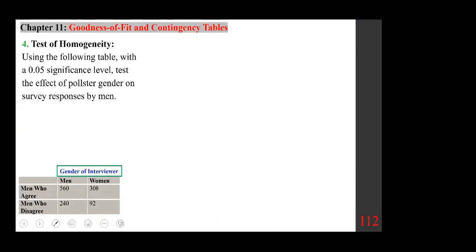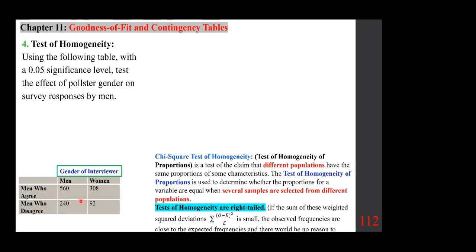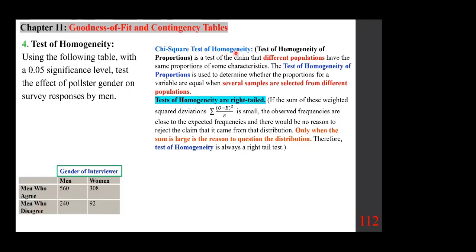The next one is the test of homogeneity, which basically uses the same procedure, using the following table with a 0.05 significance level. Test the effect of a pollster's gender on survey responses by men. So the gender is different. These are the men and women interviewers, men who agree, men who disagree. We want to see if it has an effect when we are being interviewed by different genders. So chi-square test of homogeneity.